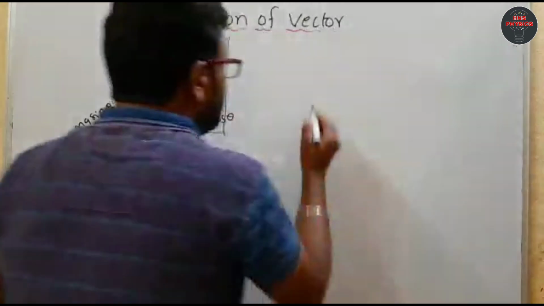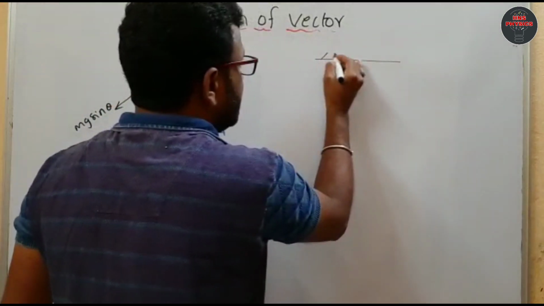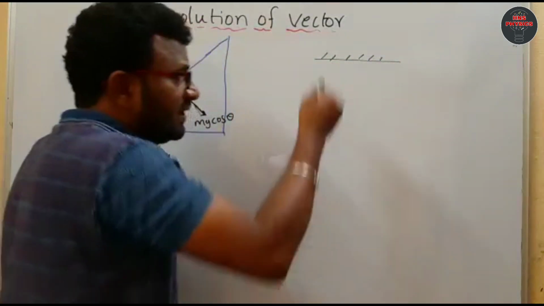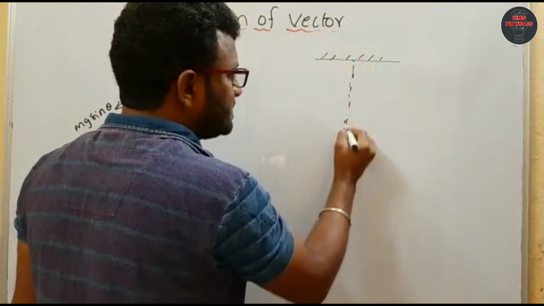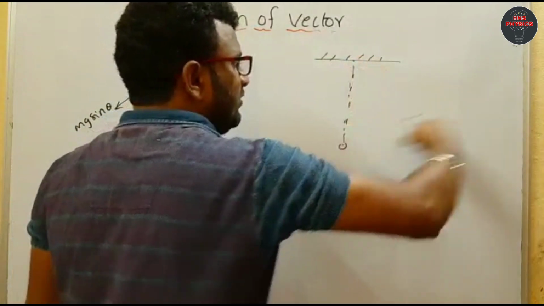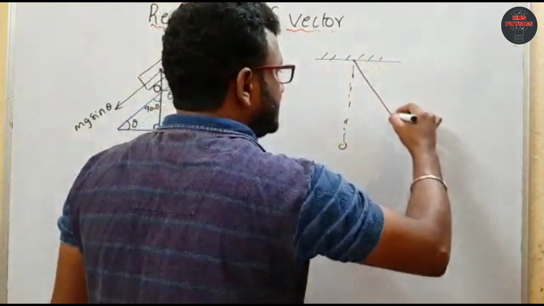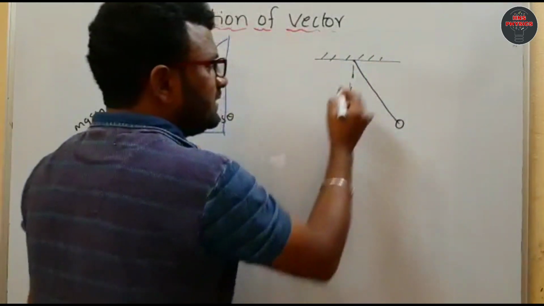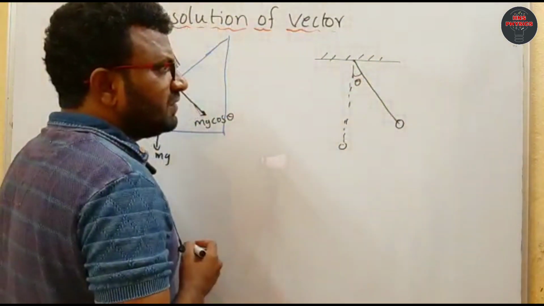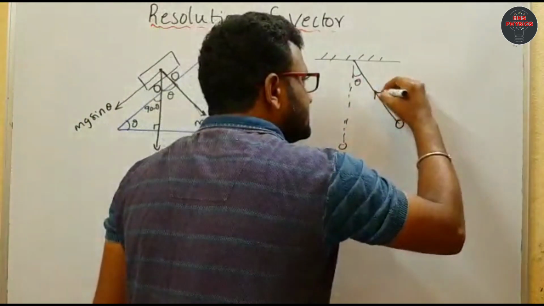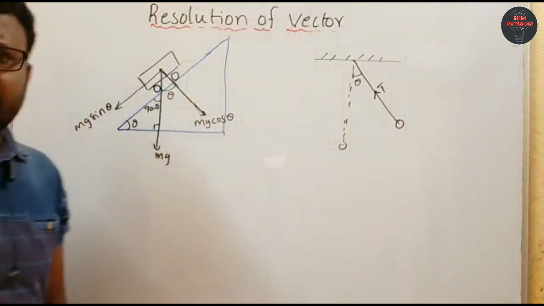Now, if you see here one more application. At this place also, one pendulum is suspended. So one pendulum is suspended like this. If I pull one side, then it will come like this, right? It makes an angle theta with the vertical. At that time, which force is generated here? Tension force is generated in the rope.